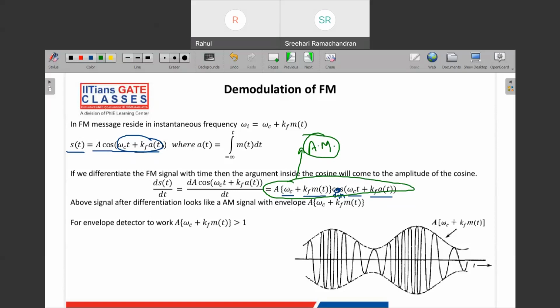Now again, for the envelope detector to work, this amplitude has to be always positive. This is one of the criteria for this demodulation to work. So the first step is to differentiate the modulated signal that you have received, and after the differentiation, pass it through the envelope detector.